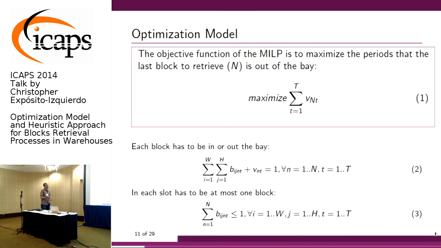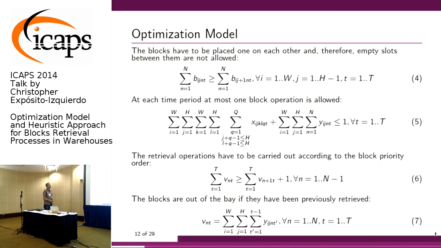Well, the objective function of this problem is to maximize the number of periods that the last block, block N, is outside of the bay. With this goal in mind, we have to guarantee that each block has to be in or out of the bay during each time period. In each slot there has to be at most one block. On the other hand, the blocks have to be placed one on each other in such a way that no gaps are allowed in the bay.